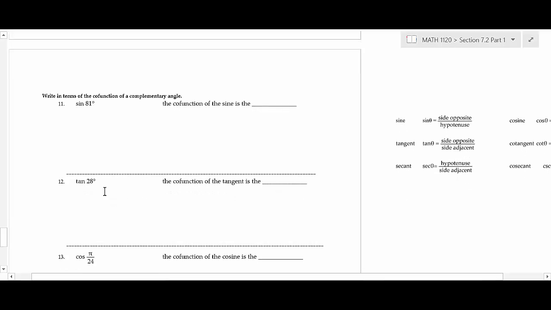And then this is usually one of the ways I test this on a test: give problems like this. This is a real simple thing to do. I'm going to give you a trig function, and you're going to figure out what the cofunction is. Here's what you do.